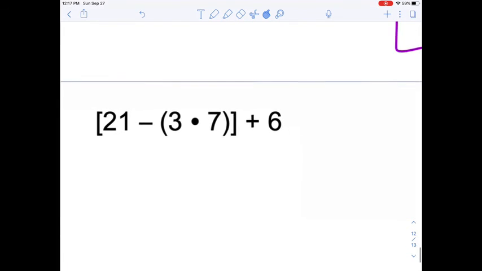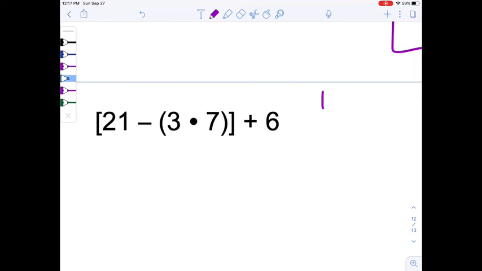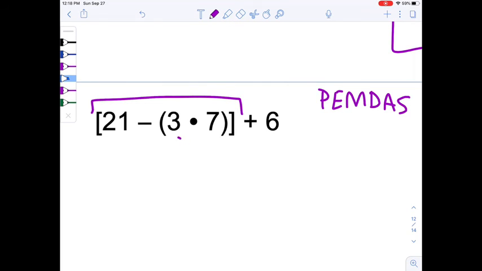Last problem here. It's another order of operations problem. So we use PEMDAS. We look first to see, is there parentheses? Yes, we have two sets, we have brackets, so we're going to do everything in the brackets first. But inside the brackets, we also have another set of parentheses. 3 times 7, which is 21. And then I'm going to drop everything down.